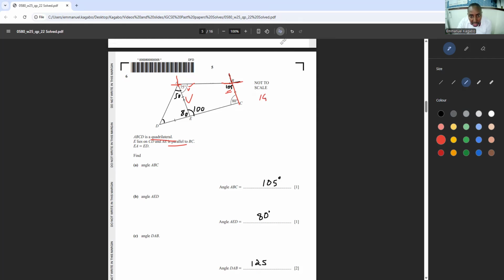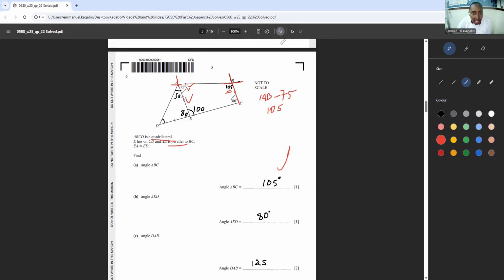So get 180 minus 75, and that one gives you 105. That's the answer here. Okay. Now, let me try to do the question, then I'll keep on explaining. Angle ABC. This is the angle they were asking me. So I've already got that one.